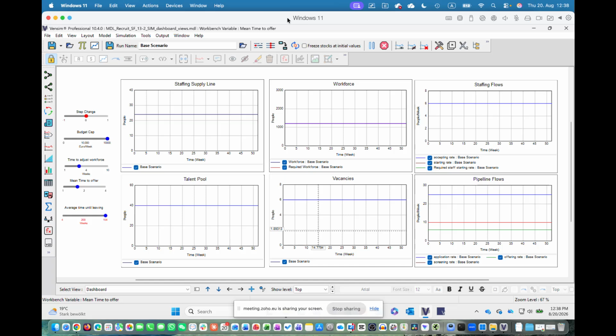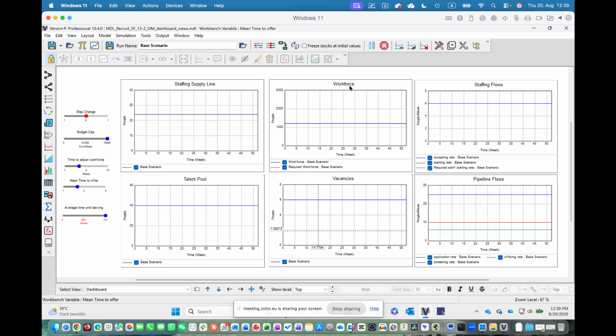So first things first, here's a model that I wanted to show. This is really the look under the hood into a modeling tool that I use quite often. This is Vensim from Ventana Systems. Basically, we are looking at a dashboard about typical recruitment and workforce management and staffing metrics and KPIs. So let me walk you through this.